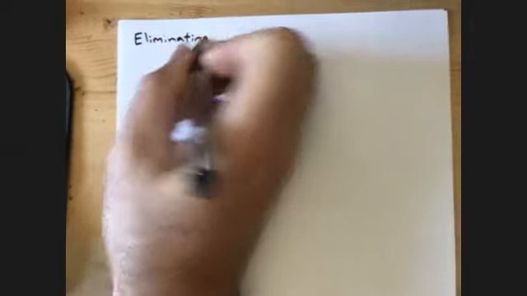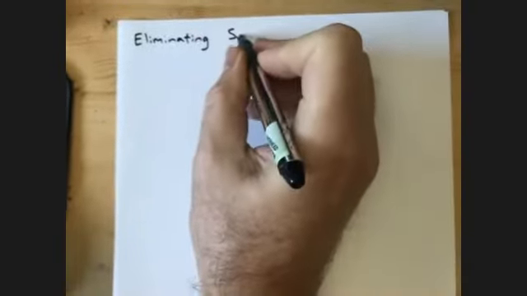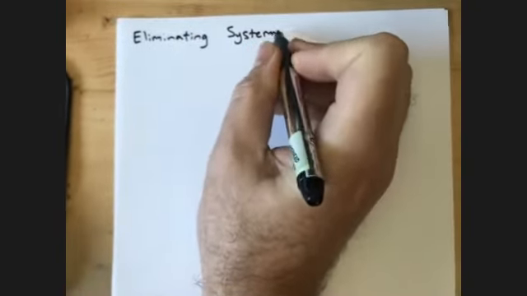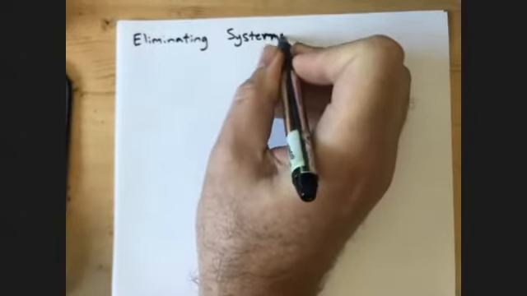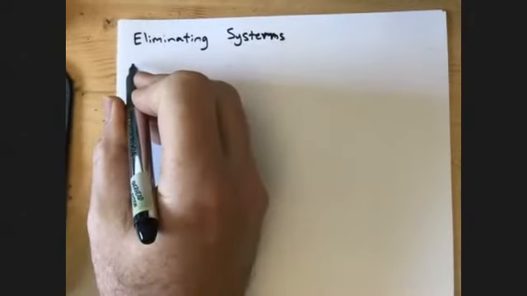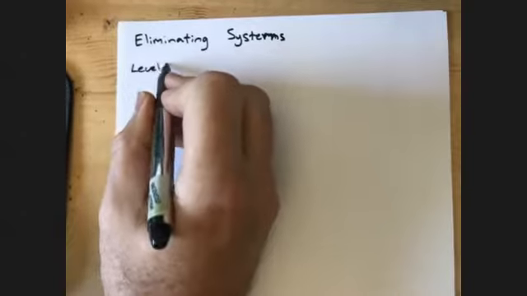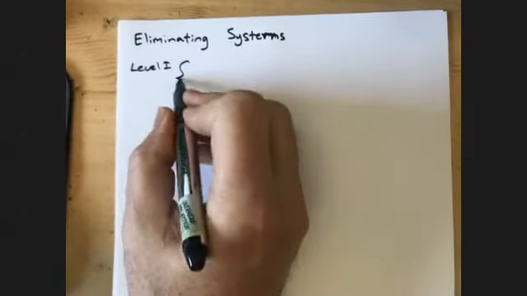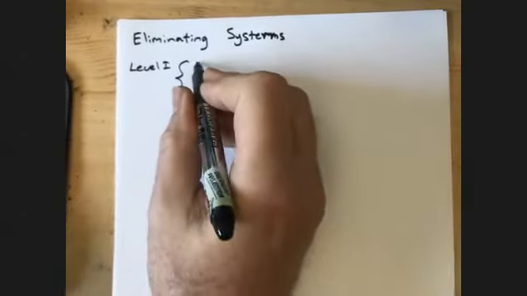Hey kids, it's time for a lesson on elimination. So, eliminating systems. This will be a little step-by-step guide. That's a weird looking M. Well, eliminating systems. All right, so first one's a level 1. This is the one I'm going to use to explain everything, or the concepts.